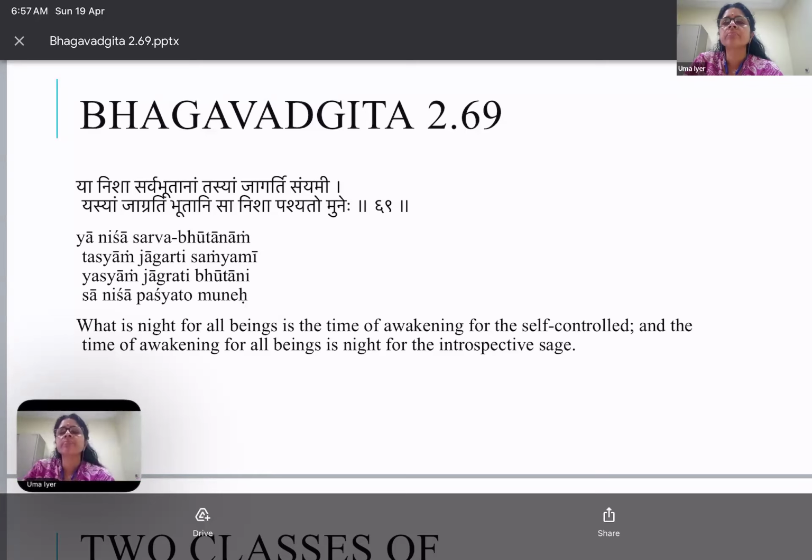That is how a spiritualist, a devotee, is: a night for the introspective sage. Who is an introspective sage? A person who is a devotee. A person who knows that he is not the body, he is the soul. A person who knows that he is a part and parcel of Krishna, and that I am the eternal servant of Krishna. Jivera swarupa hoy, Krishnera nityadas. I am the eternal servant of Krishna. And such a person will mold his life in such a way that he would be serving Krishna all the time.